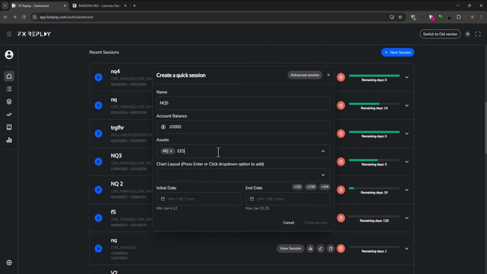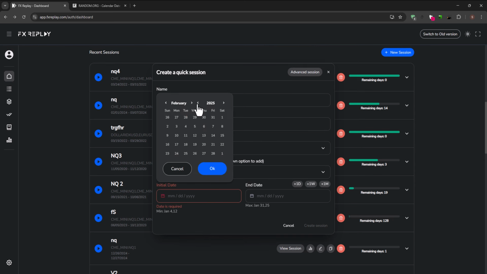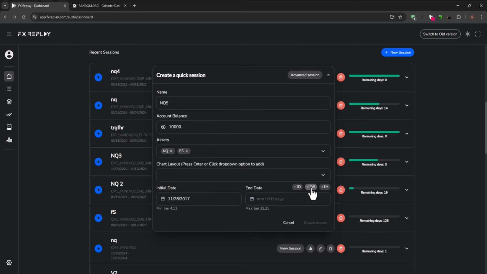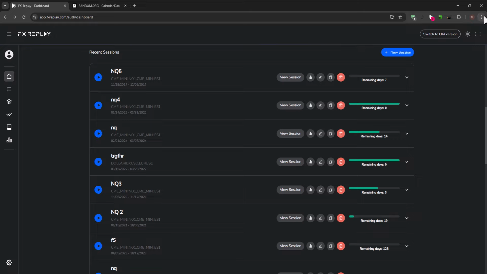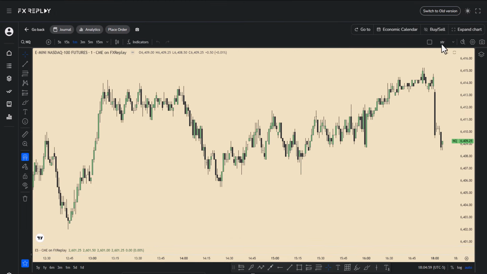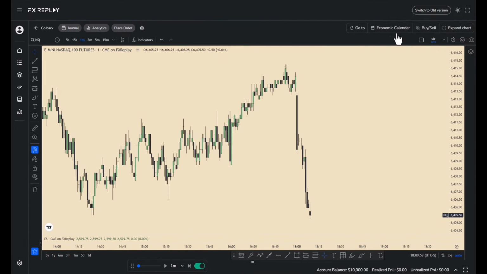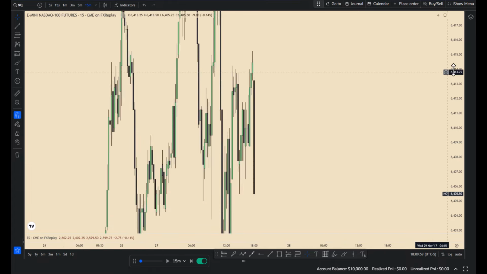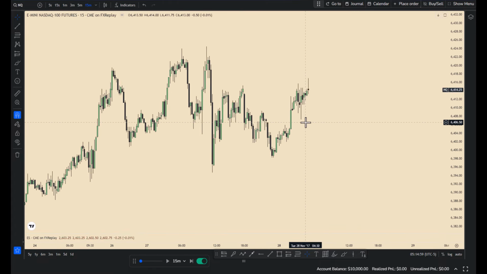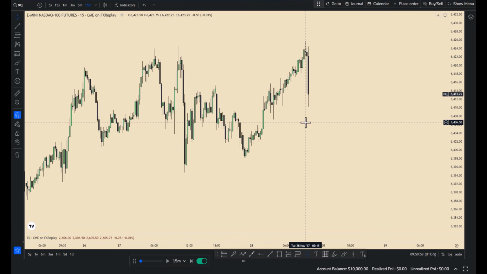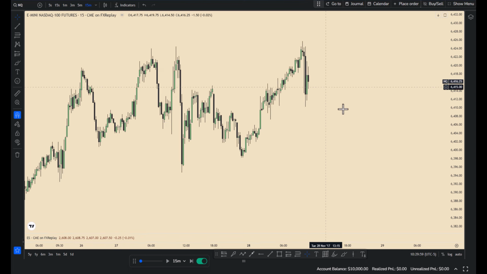I'm going to add ES to it to check for SMTs. All right, beautiful. 10:30 a.m. as always. But the thing is, this was 2017. So as you can see, NQ was trading at 6K.